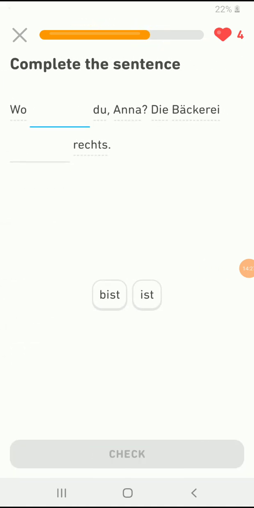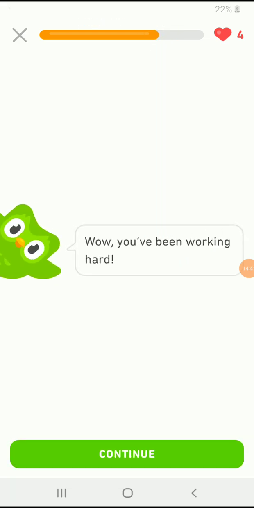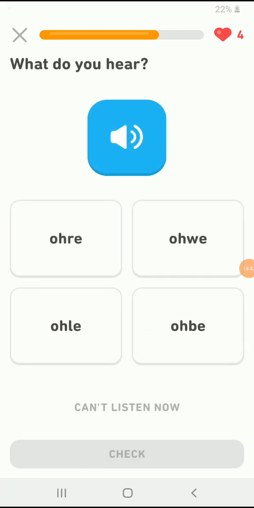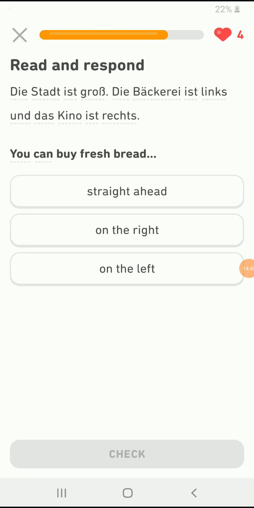Good. And wo bist du? Because it's bist du. So, wo bist du, Anna? Die Bäckerei ist rechts. Here you go. Die Stadt. Stadt, the city, ja.